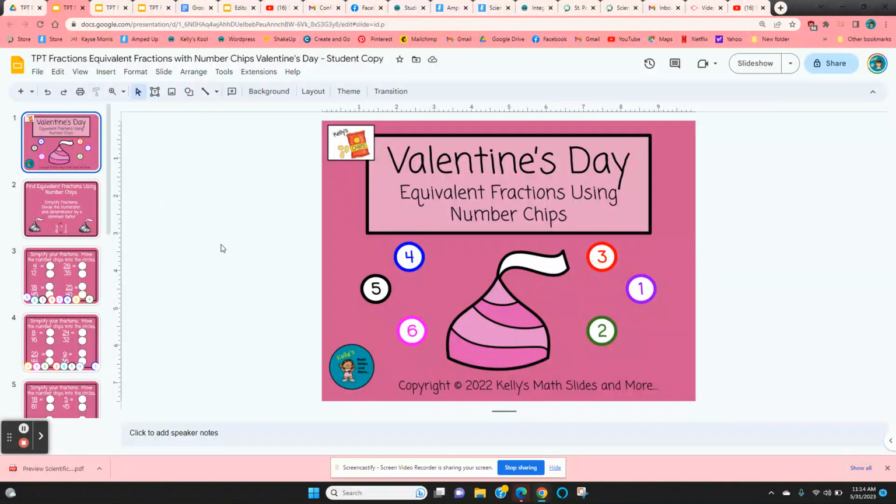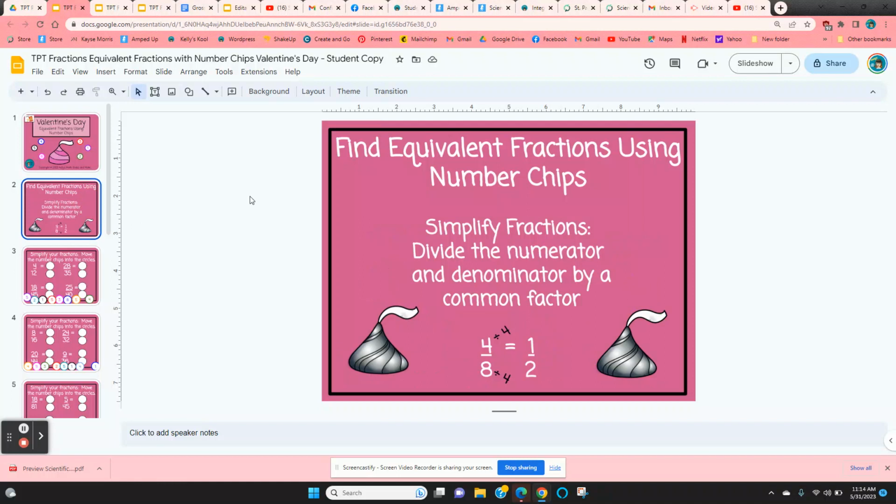Equivalent fractions using number chips. This is the Valentine's Day version. So it starts with showing students how to simplify fractions. They're going to divide the numerator and denominator by a common factor. They're going to divide until they can't divide anymore, so they want the smallest numbers that are equivalent.